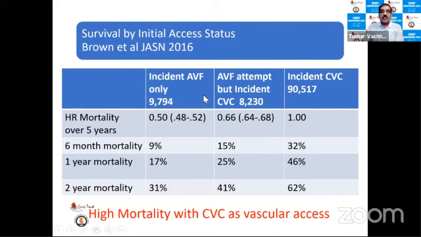I know this is a complex slide, but what I really want to highlight here is that the mortality of patients who dialyze with a catheter and patients who dialyze with an AV fistula is totally different. The patients who dialyze with catheters certainly have a very high mortality compared to patients who dialyze with an AV fistula. So every attempt should be made to convince these patients to get an AV fistula as soon as possible so that the catheter can come out.